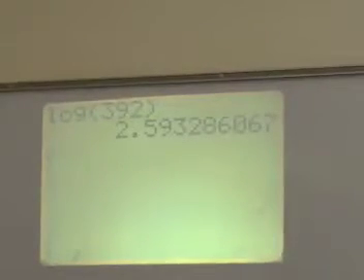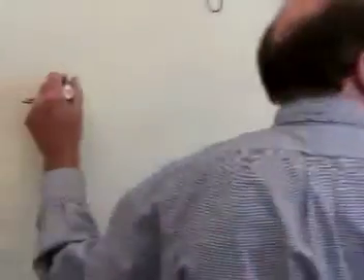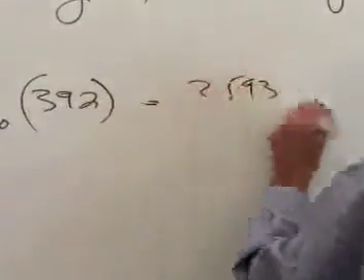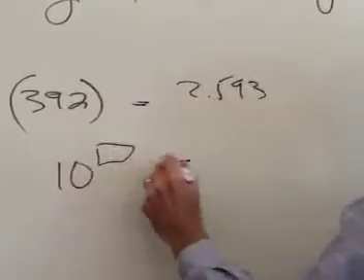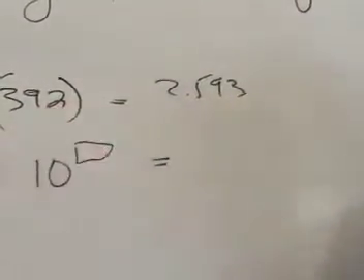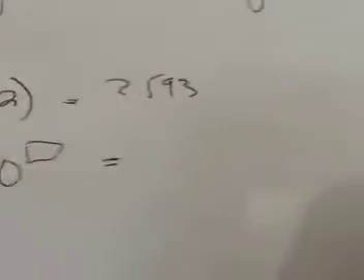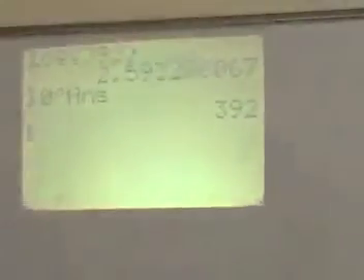How can I check that answer? Remember, this calculation is going to be 10 to this power should give us what result? Well, it should give us back to this original number, a log loop again. So if I take 10 and raise it to that answer, I should get, of course, 392. No surprise.